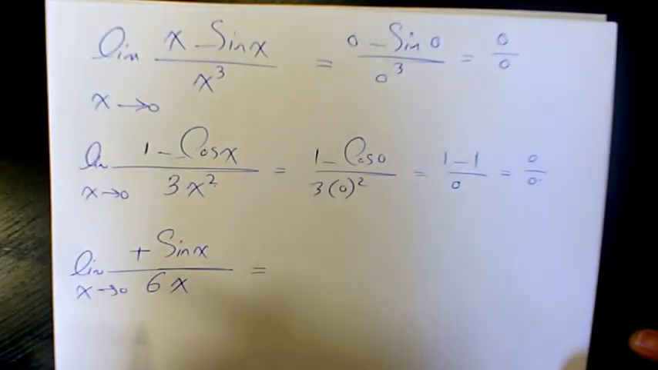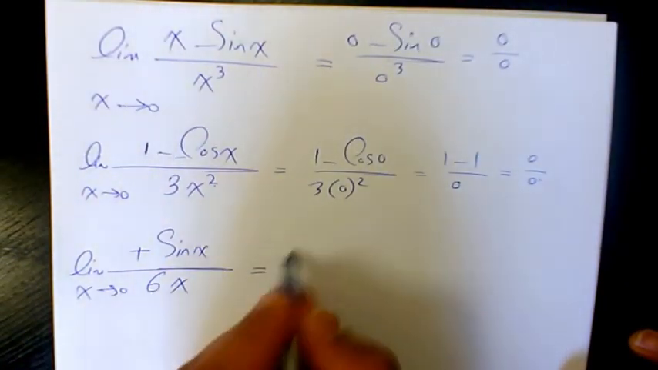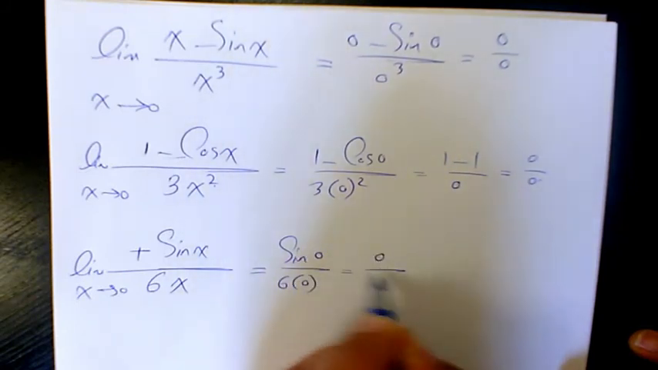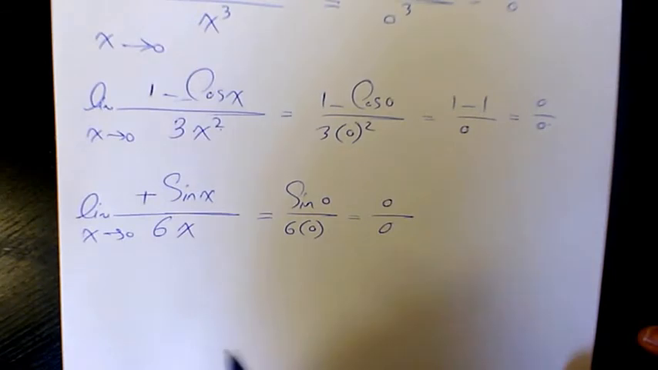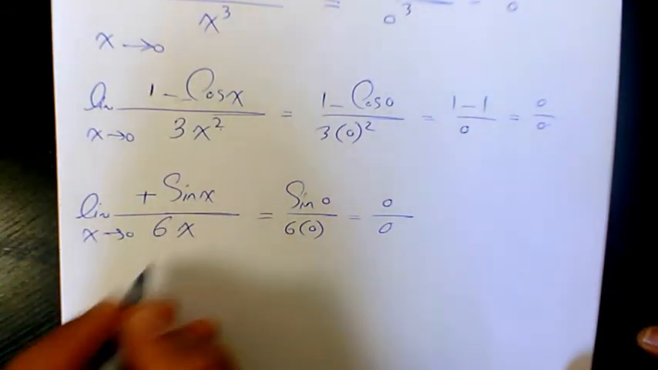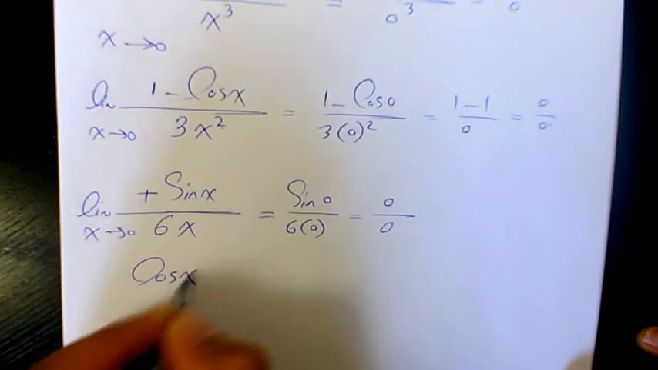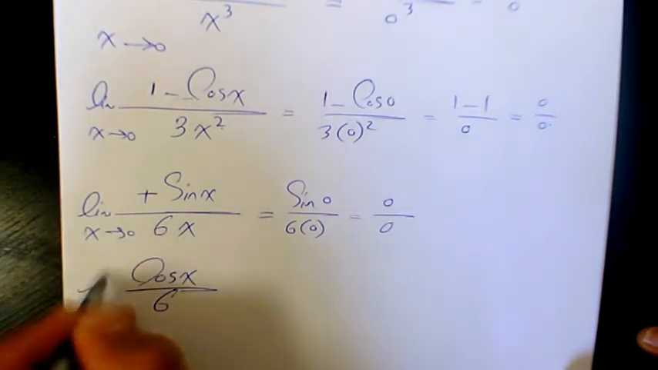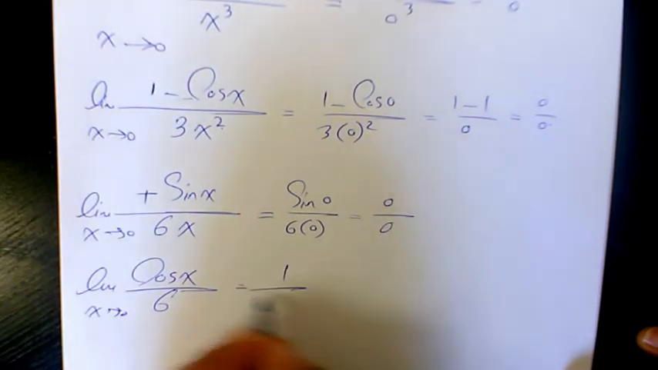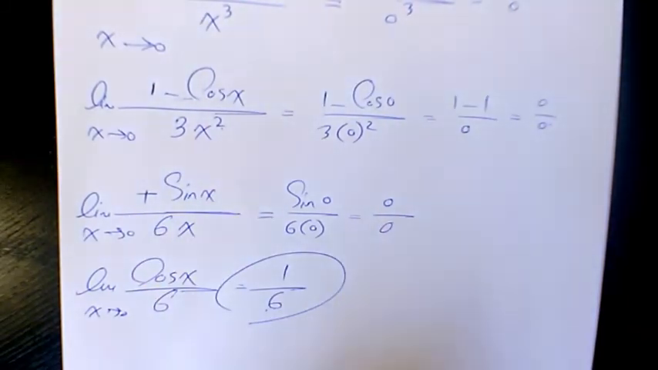And then when you sub it there, it's going to be sine 0 over 6 times 0. It's going to be again 0 over 0. So we need to use the L'Hopital's rule one more time. Derivative of the numerator: derivative of sine is cosine x. Derivative of 6x is 6. That's going to be 1 over 6. That's the final answer.